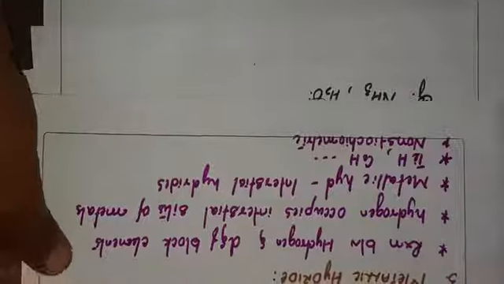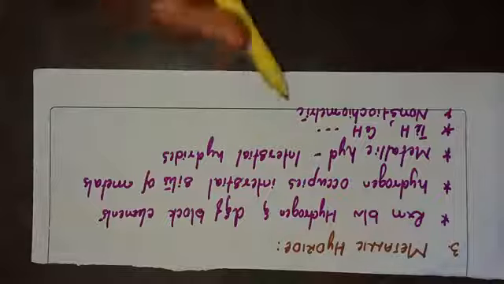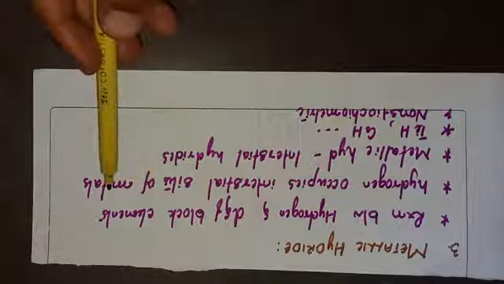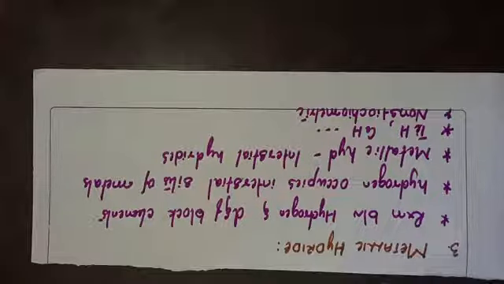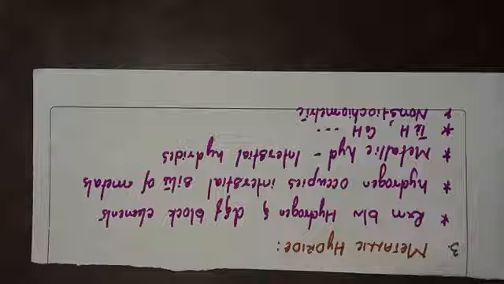Finally, the third type of hydrides is metallic hydride. What do you mean by this metallic hydride? This metallic hydride is formed by the reaction between hydrogen and d and f block elements. The reaction between hydrogen and d and f block elements is known as metallic hydrides. You can observe here the hydrogen occupies the interstitial sites of the metals.